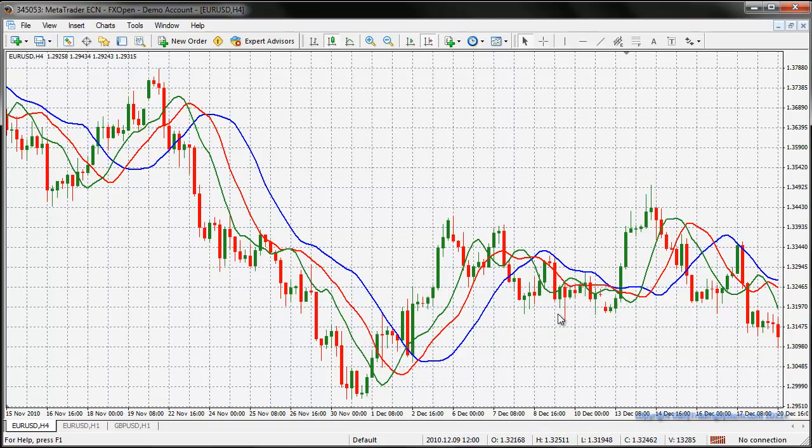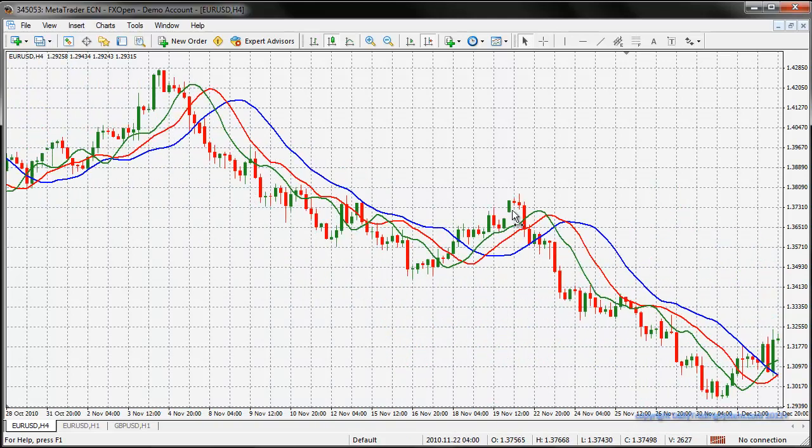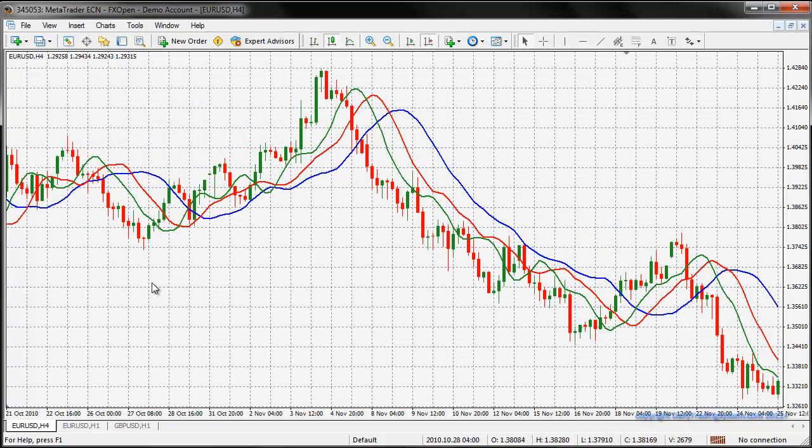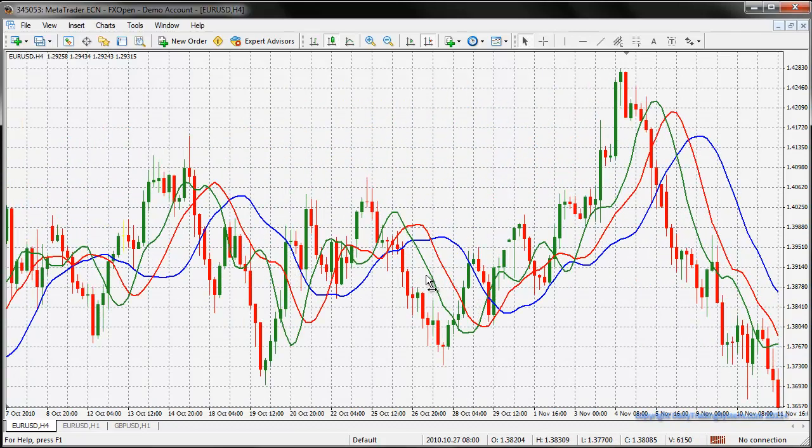So how do you really get around it? Well, this indicator is probably for the real patient people, especially if you want to be successful at this particular indicator. And the way that I've worked it out is to filter out these possible areas where the market will actually just reverse.